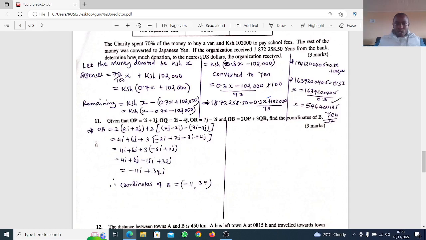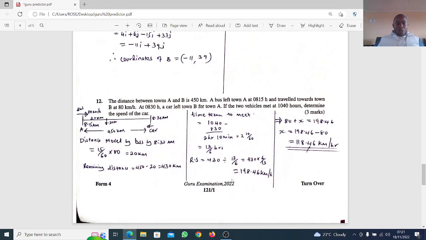So we are asking the coordinate of B. B will be, in coordinate form, it will be negative 11, and 39. So that is the coordinate of B. We proceed to question number 12.